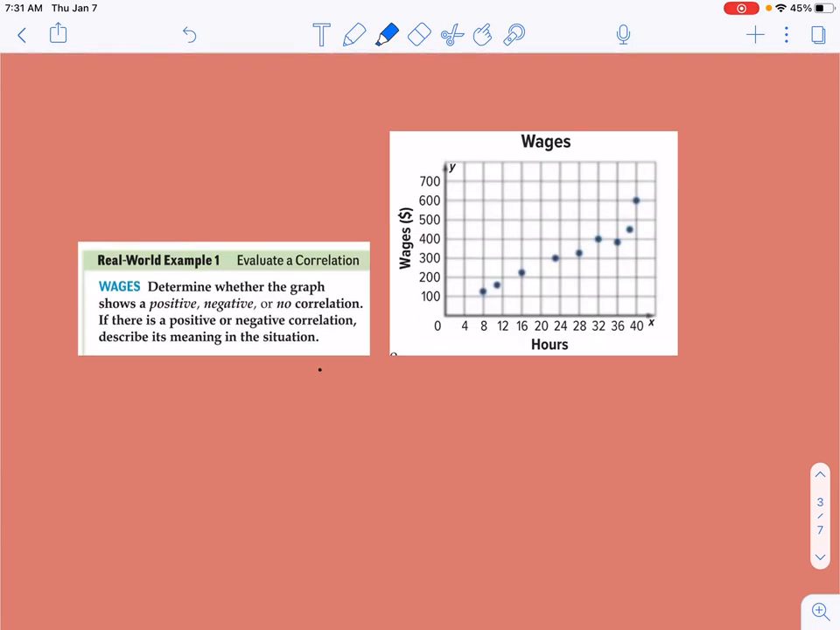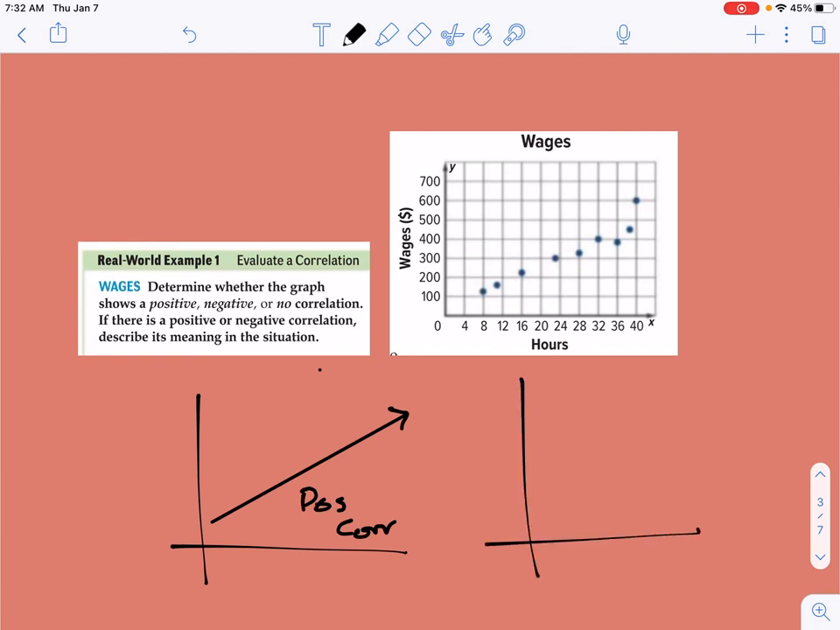All right, so let's just look at this one example, and then I think you guys will be ready to try these on your own. It says, wages. Determine whether the graph shows positive, negative, or no correlation. If there is a positive or negative correlation, describe its meaning in the situation. Well, I know from what we talked about before that if I have a positive correlation, I'm going to have a line that goes up from left to right. So this would be a positive correlation. I know that if I have a negative correlation, I'm going to have a line that goes down from left to right.